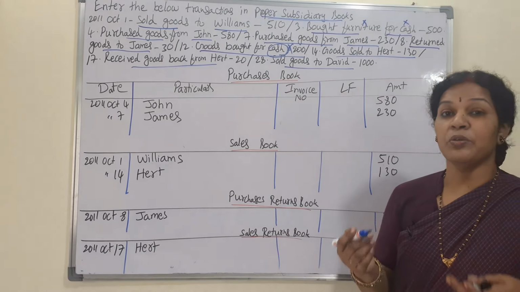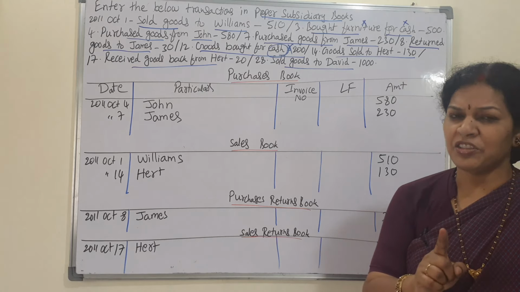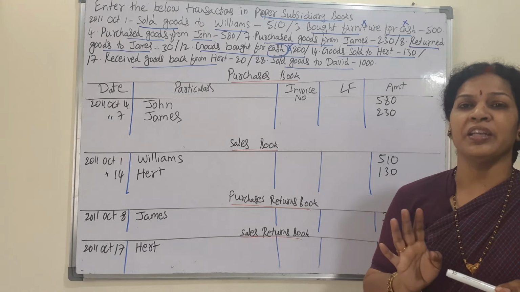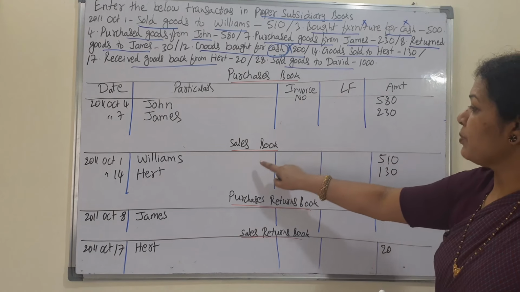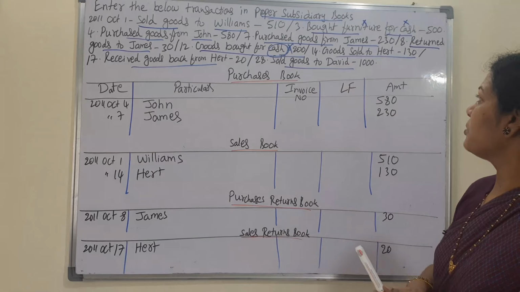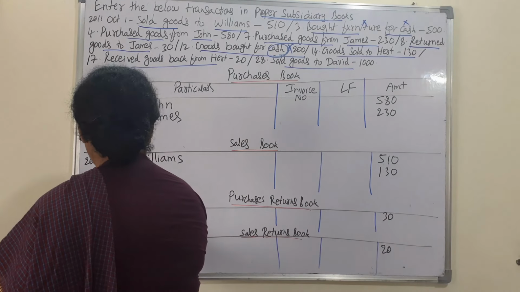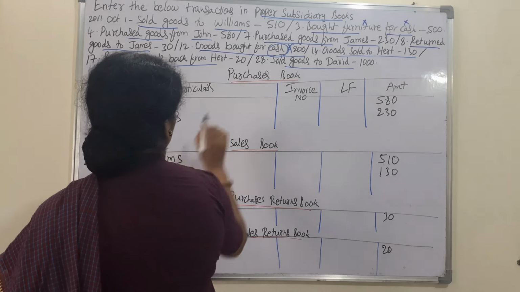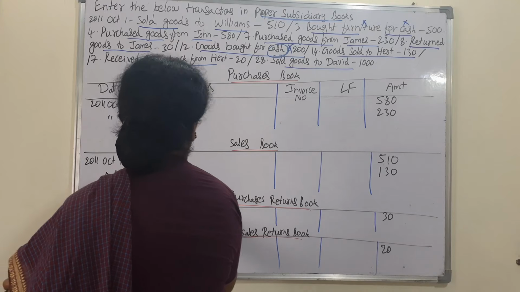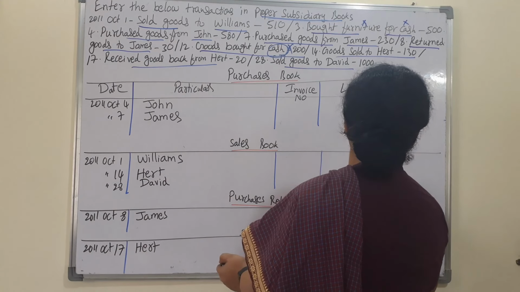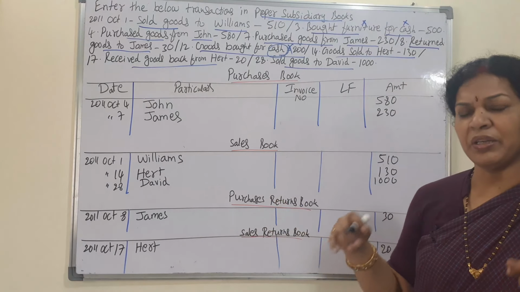Whenever you are selling goods to someone, this comes in the sales book. Cash is not mentioned, means purely we can take it into the sales book. So sales book is here. Sold goods to David, 28th, 1000. Over, we have posted everything, we have taken everything.